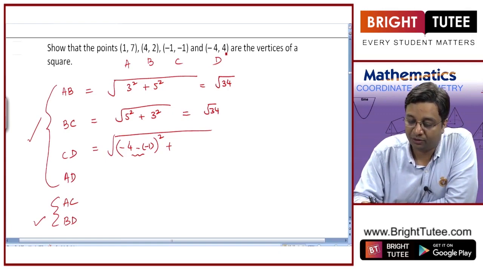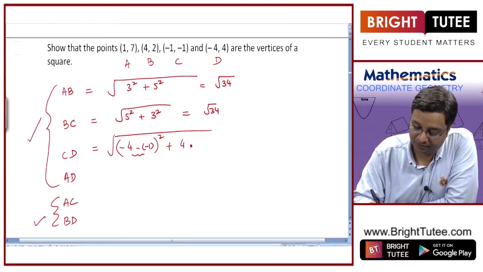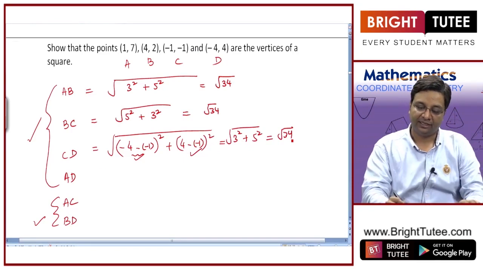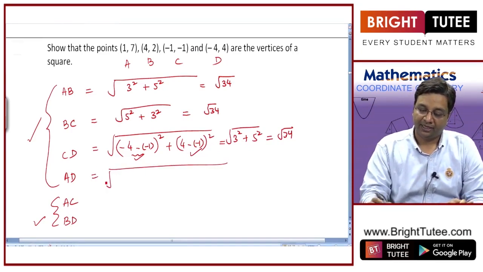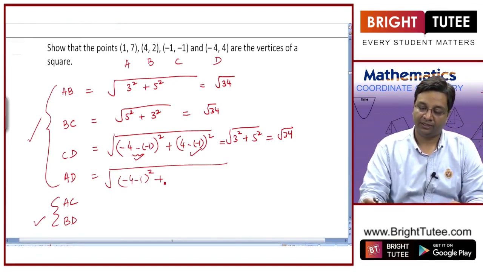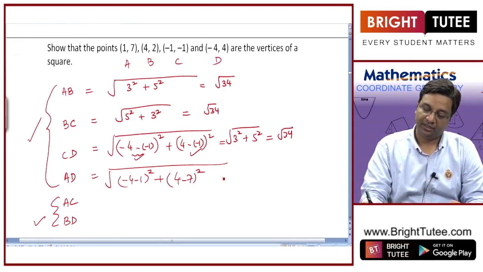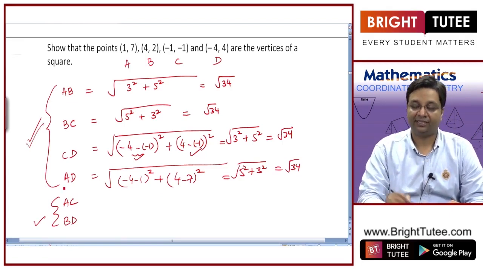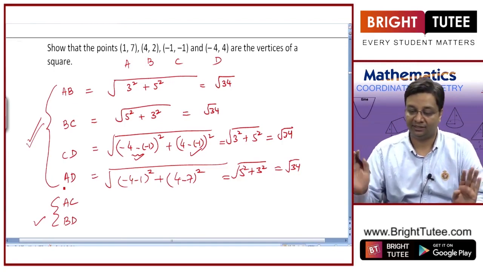Now what is the difference of ordinates? 4 minus minus 1, which is equal to 5, right? So this is minus 3 squared, which is equal to 3 squared, and this is 5 squared. So again root 34, right? Now let's talk about AD. AD, difference of abscissa, minus 4 minus 1 square plus 4 minus 7 squared. Again this is 5 square plus 3 square, square root, again root 34. So we have proved that the sides are equal, right? Up to now we can say that the sides are equal.